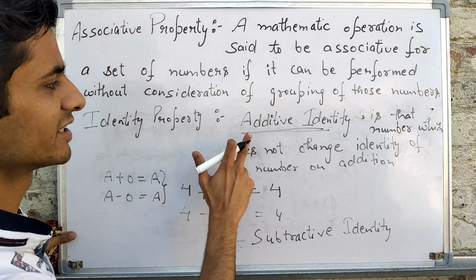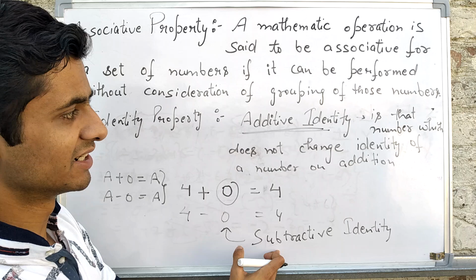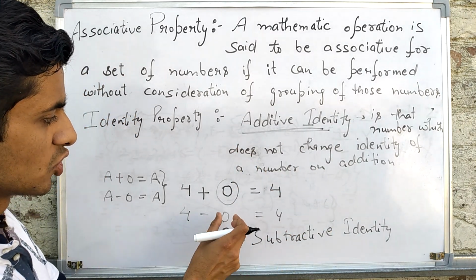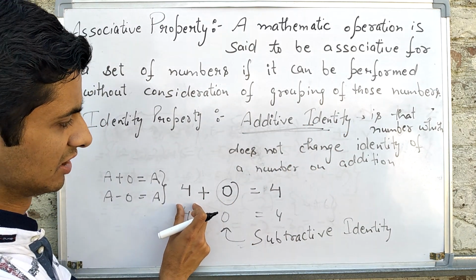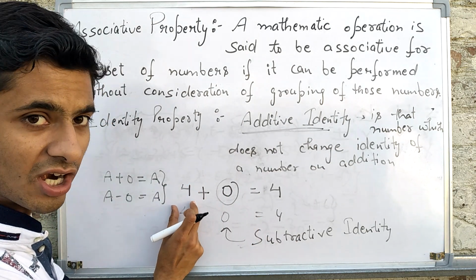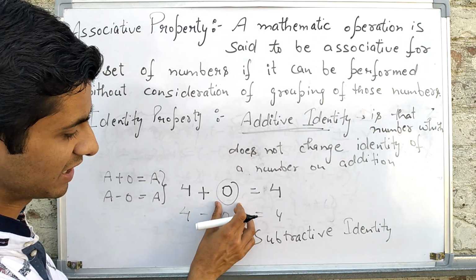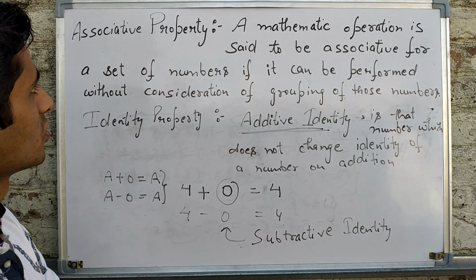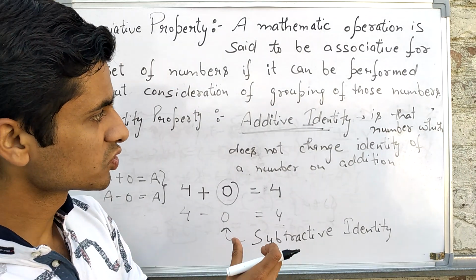So this is something related to the identity property, in which we have something called additive and subtractive identity. Additive identity is that number which does not change the identity of a number on addition. If you are adding an additive identity, the number would not change. If you are subtracting the subtractive identity, the number remains unchanged. So this was something about associative property and identity property. That was all for today.